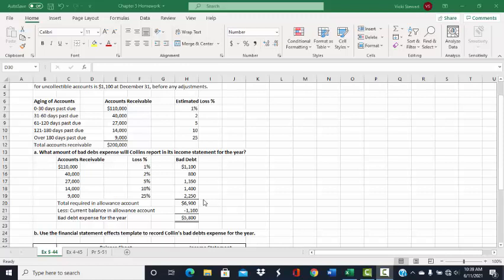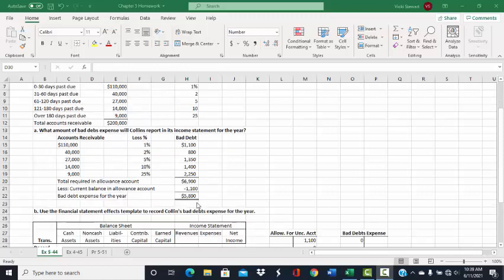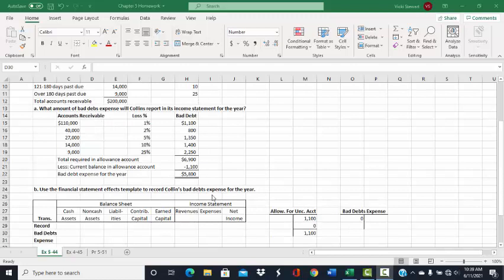Now, when we use this method, we also have to take into account the balance that is already in the allowance account. So we're going to subtract the $1,100 balance that is already in the account, and the difference, $5,800, will be the amount of bad debt expense for the year.